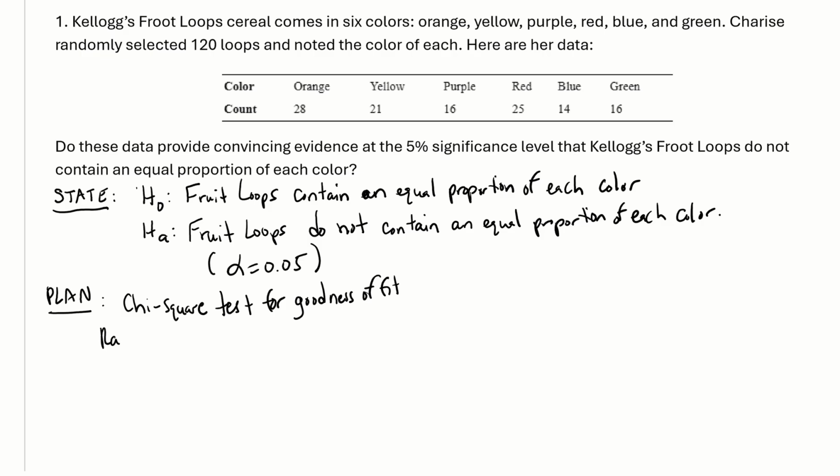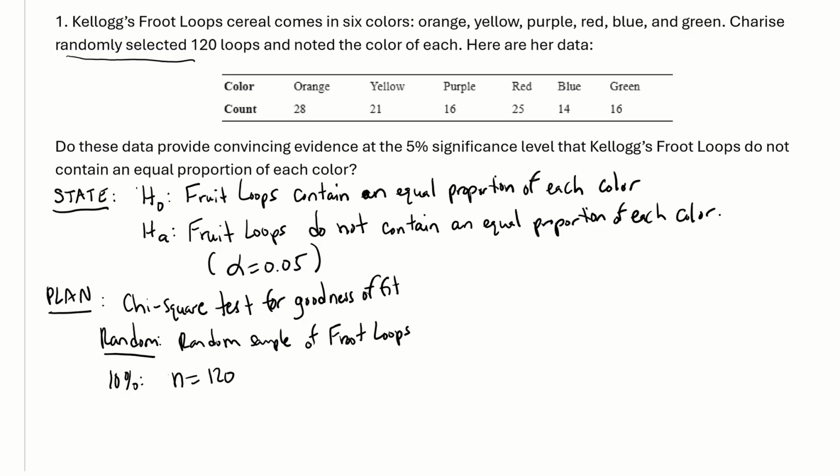All right, so let's do the conditions, starting with the random condition. Do we have a random sample? Yes. She randomly selected a random sample of Fruit Loops. Next one, 10%. Is the sample of 120 less than 10% of all Fruit Loops? We can safely say so, yes. We can say that 120 is less than 10% of all Fruit Loops.